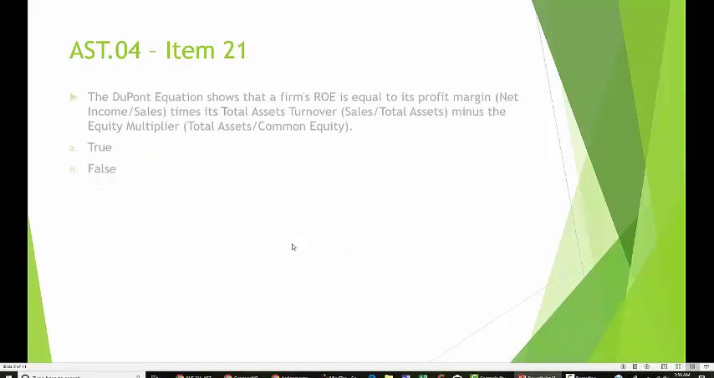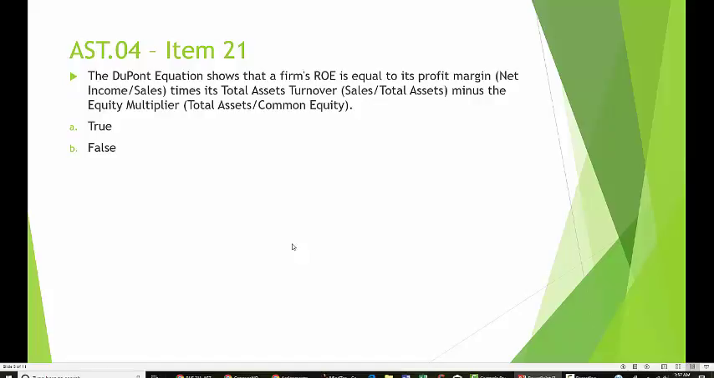Item 21. The DuPont equation shows that a firm's return on equity, ROE, is equal to its profit margin, net income divided by sales, times its total asset turnover, sales divided by total assets, minus the equity multiplier, which would be total assets over the common equity.